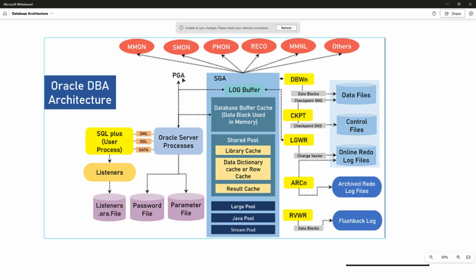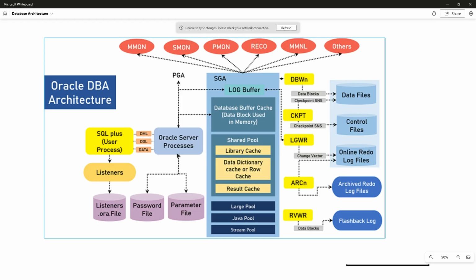Your server process will have a PGA, the program global area. It will have private memory. Each and every server process will have one PGA. So if you have 100 users connected to your database server, there will be 100 Oracle processes running, and 100 PGAs if it is a dedicated server mode.